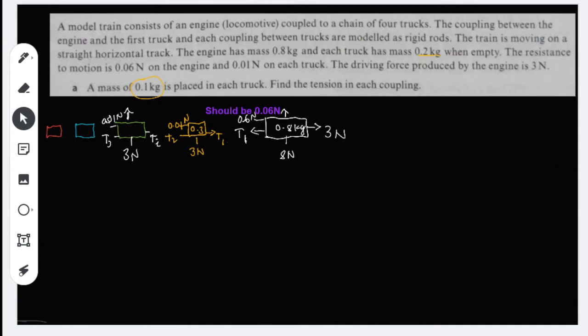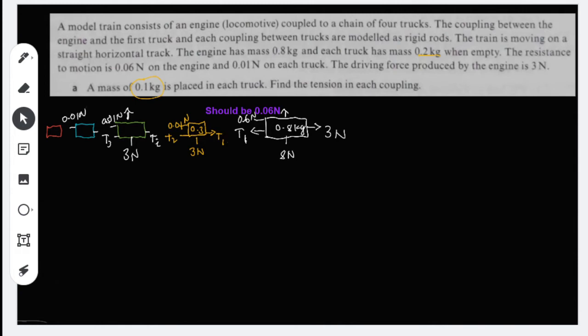So this will be T sub 3. On the other side, this will also be T sub 3. So it's the same. T sub 3, T sub 3. And then the given resistance here will be the same as well. So we're going to have 0.01 Newton. Same thing, same resistance. And of course, this will be your T sub 3.